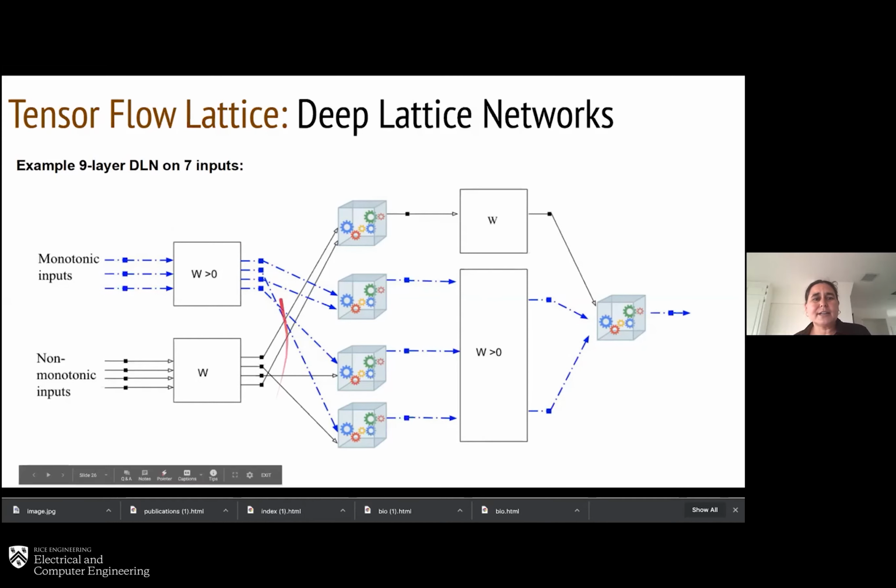So this first layer here is a linear embedding layer. Linear functions are easy to make monotonic. Each of these little squares here is a calibrator, which we know we can make monotonic. Then we have an ensemble of multidimensional lookup table layers, and we might have some other calibrator layers, some other linear embedding layers, etc. We might fuse that all together with a multidimensional lattice at the end, and in this way we end up with say 9 layers that we can train using SGD.